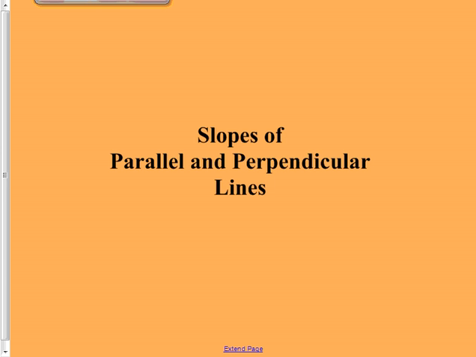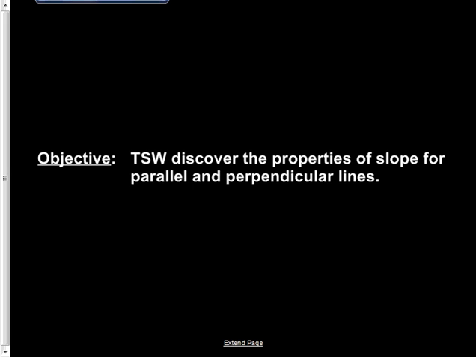So let's get started. Your objective for Monday will be: the student will discover the properties of slope for parallel and perpendicular lines. The date on Monday's class will be September the 30th. Press pause if you need more time to copy anything down, and then press play whenever you're ready to move on.